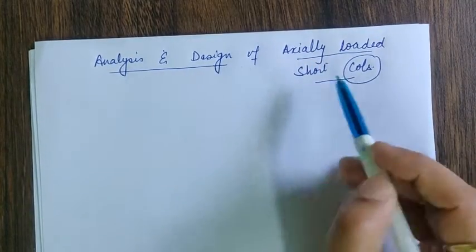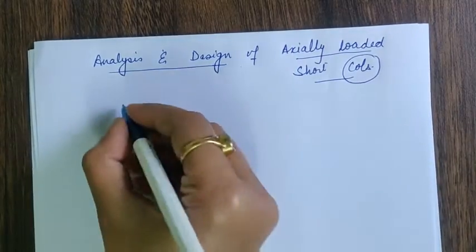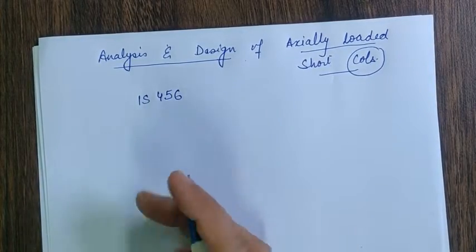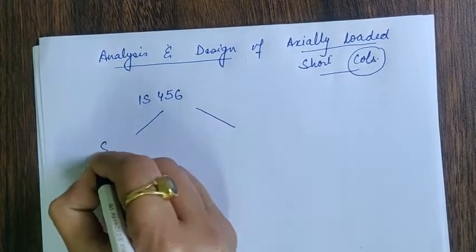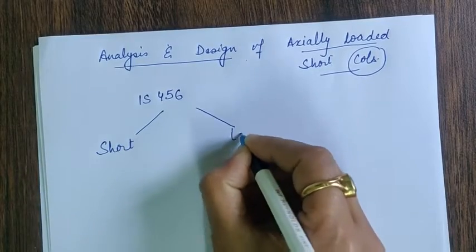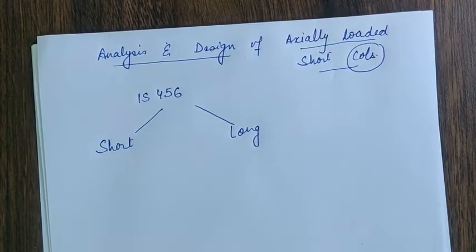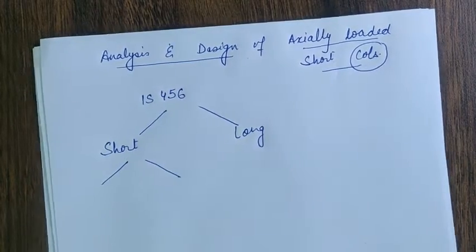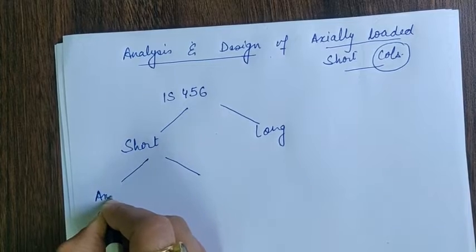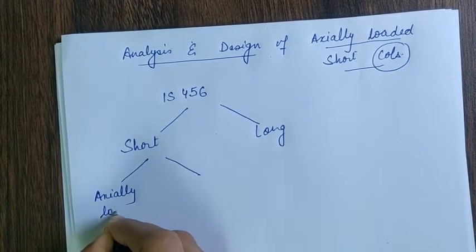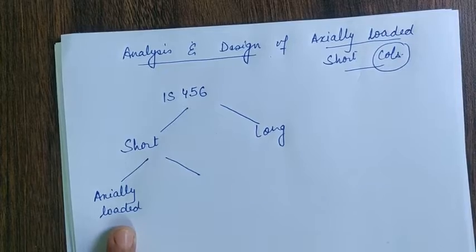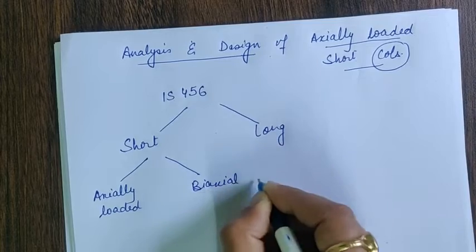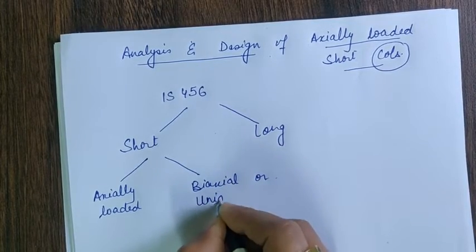Then in the columns also we will have, for the design based on IS 456, the design divided into two categories. One is design of a short column, another is the design of a long column. Then in the short column also the design is divided into two categories. One is axially loaded, that means there is no bending in the column, and another one is column subjected to biaxial or uniaxial bending.